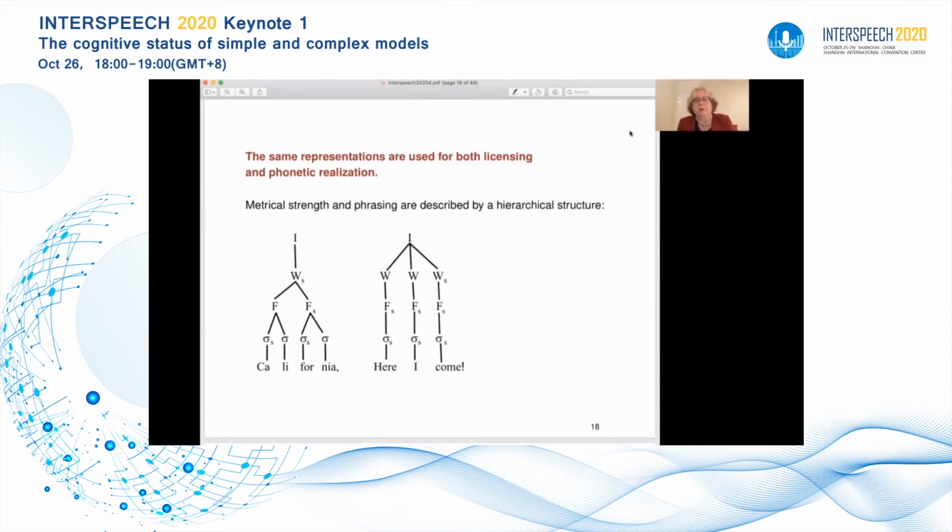Now, I said that the same representations are used for both licensing and phonetic realization in autosegmental metrical phonology. And this shows how metrical strength and phrasing are represented by a hierarchical structure. So that's two intonation phrases, and the first one has a word that has two metrical feet, with the second one carrying the main stress, the stronger foot.